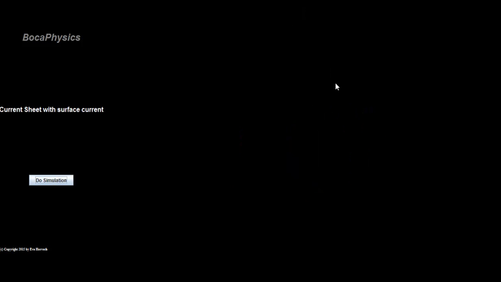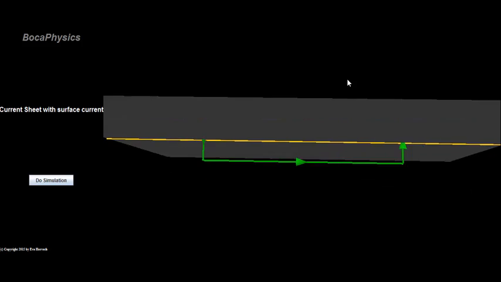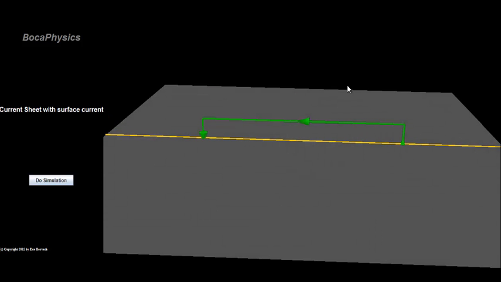Let's next consider a current sheet that carries surface current density K, and let's assume that the current flows out of the screen in the x direction. The first task is to determine the direction of the magnetic field. Since the current is in the x direction and the magnetic field is perpendicular to the current, this leaves the possibilities that the magnetic field has components in the y and z directions.